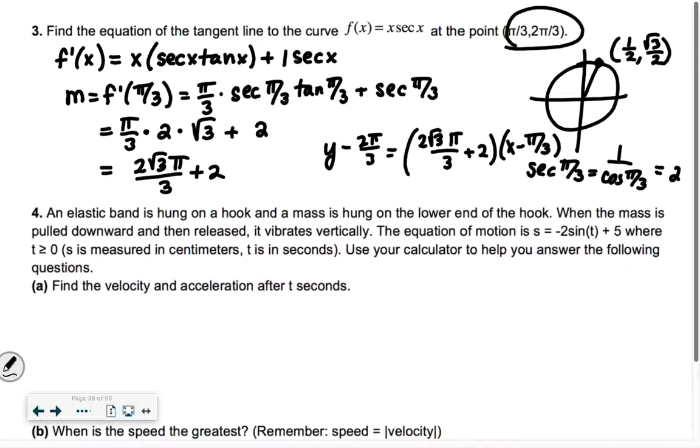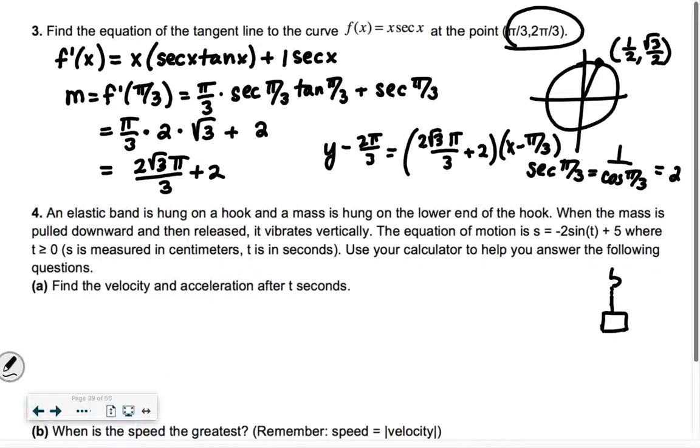So an elastic band is hung on a hook, and its mass is hung on the lower end of the hook. Are you guys in like physics right now? Do you do these problems? So you have this little hook, and then you have this rubber band, and then you got some kind of weight on the end of it. Okay, so you're gonna pull that weight down, and when you let go, that rubber band has some tension in it, and it's gonna go up and down, up and down. It's gonna vibrate.